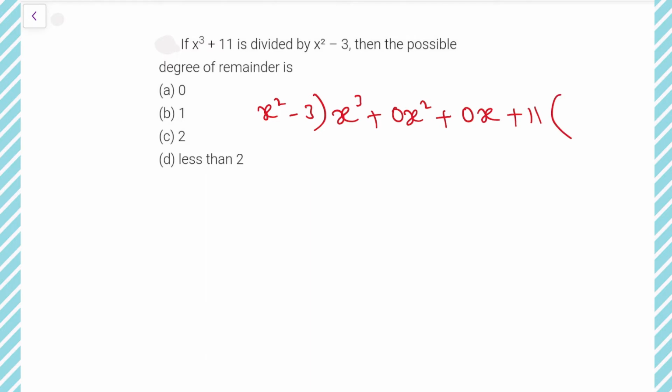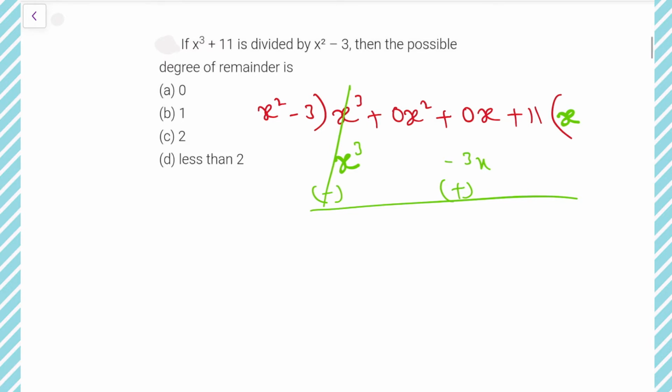Again, x square into x is x cube, minus 3 into x is minus 3x. This will become minus, it will become plus, so these two cancel. 0x square is anyway not necessary, so we remain with 3x plus 11. In the x square table, 3x won't come at all, so that is the final remainder. For this remainder, x is there, and for x no power is written, meaning 1 is the power, so the degree is 1.